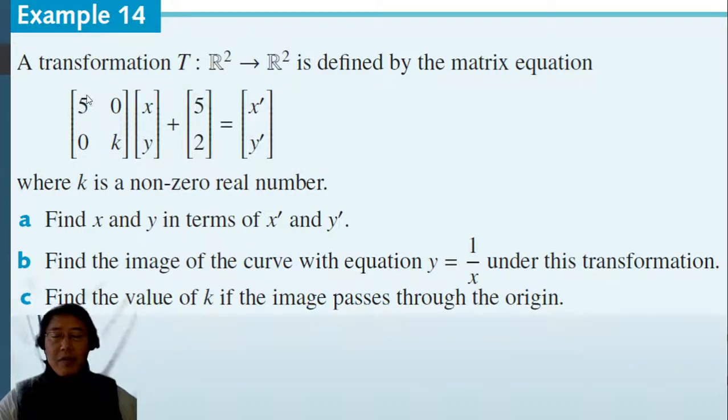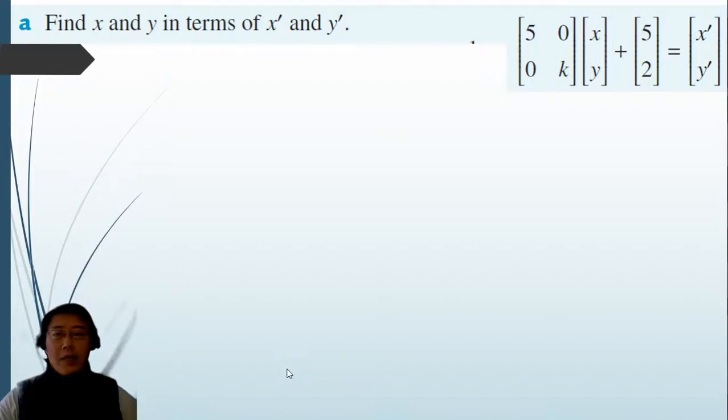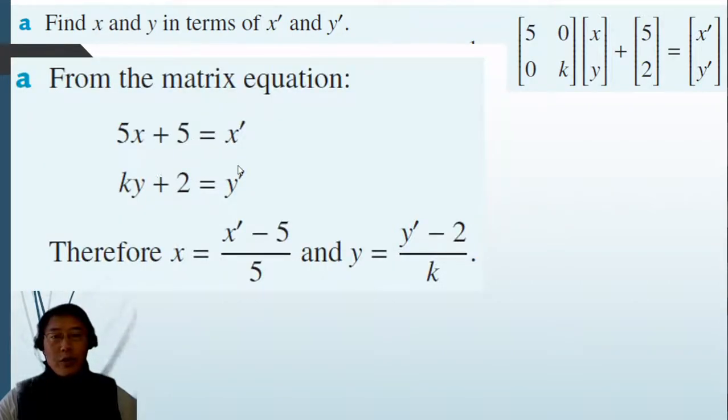Dilation of factor 5 from the y-axis, dilation of factor, is that, yes, k, from the x-axis, and those are your respective translations, horizontal and vertical. Find x and y in terms of x prime, y prime. So you will do matrix operations, so multiplication and adding, and you will get those 2 equations. You make x and y the subject, and hence we have those 2 equations.